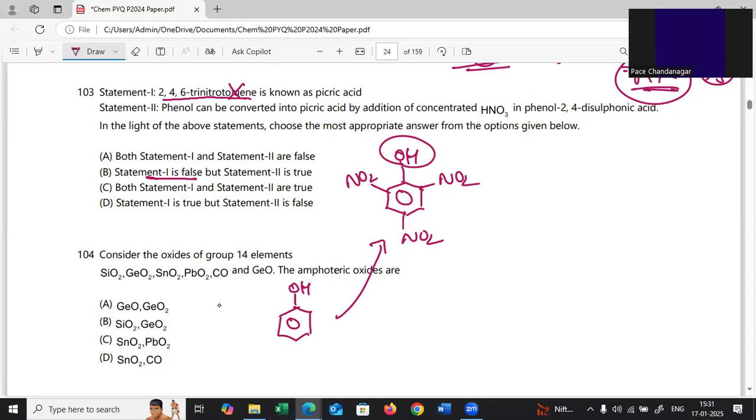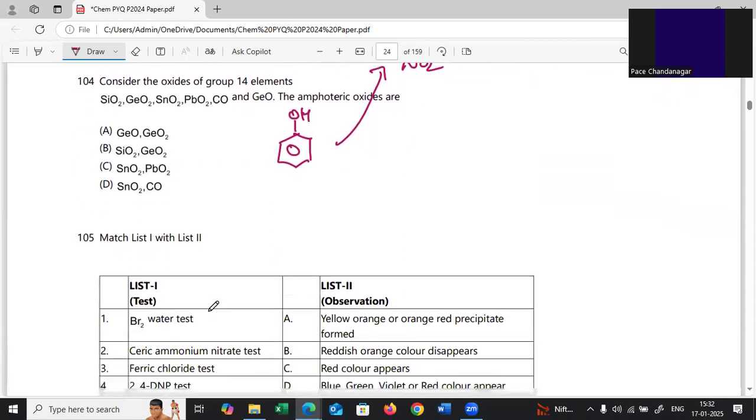Yes, which is right. Concentrated HNO3 पे कर सकते हैं हम, definitely. Nitration कर सकते हैं. In excess, definitely yes. Statement 2 is true. Statement 1 is false. Option B is right. Yes, option B. Statement 2 is correct. Statement 1 is false. Trinitrotoluene nahi bachcha, phenol.